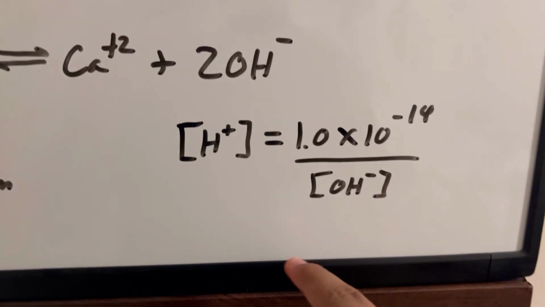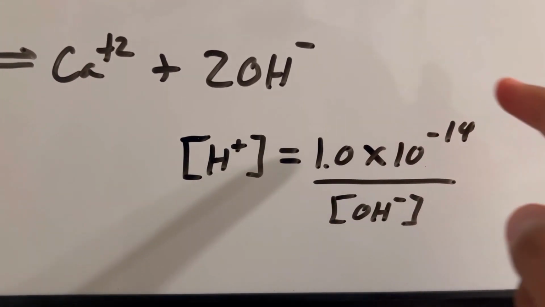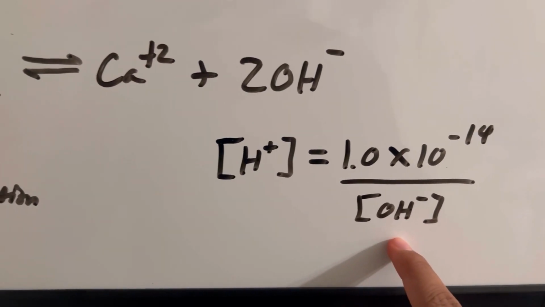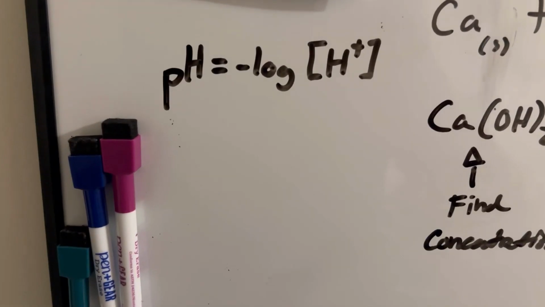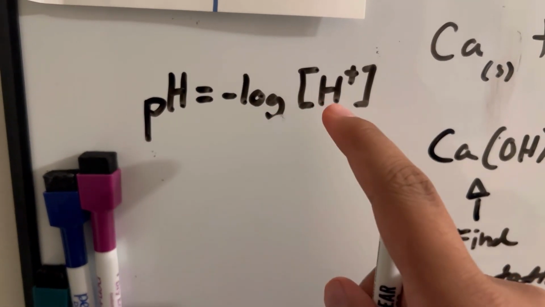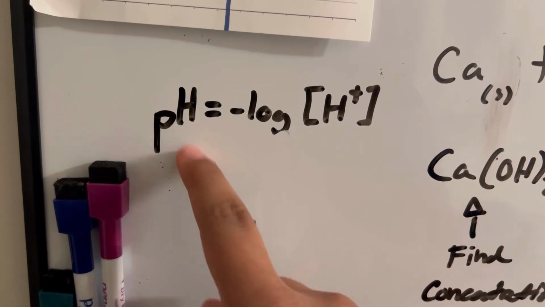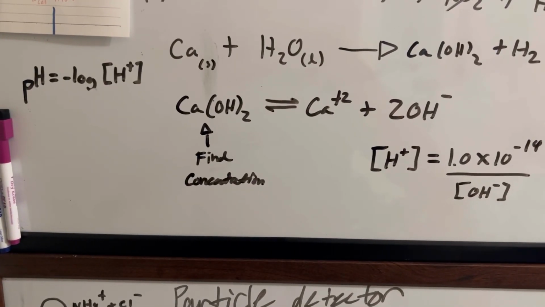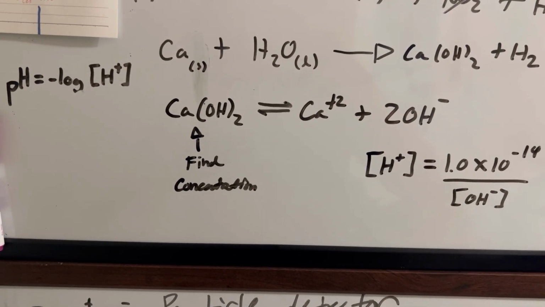Once you find the hydroxide's concentration, you want to divide 1 times 10 to the negative 14th by that concentration, and you will get the hydrogen concentration from that. And then the final thing you have to plug in is the hydrogen's concentration into this formula right here to find the pH. Now we're going to take a look at this reaction, but to measure the pH, we're actually going to use some litmus paper.